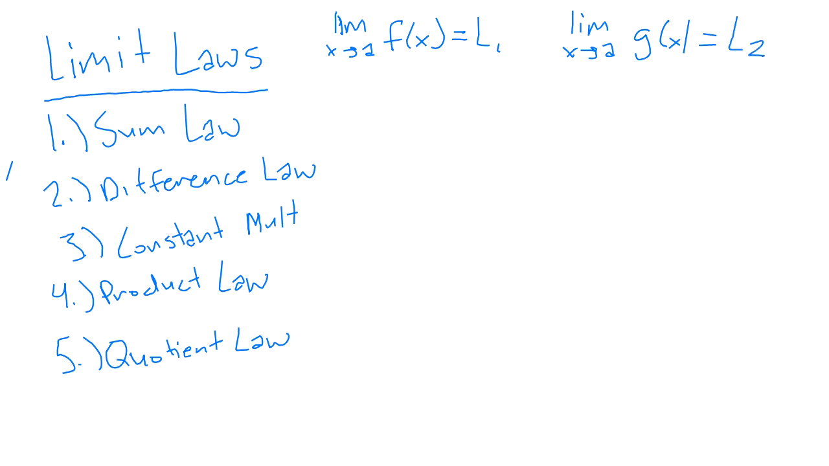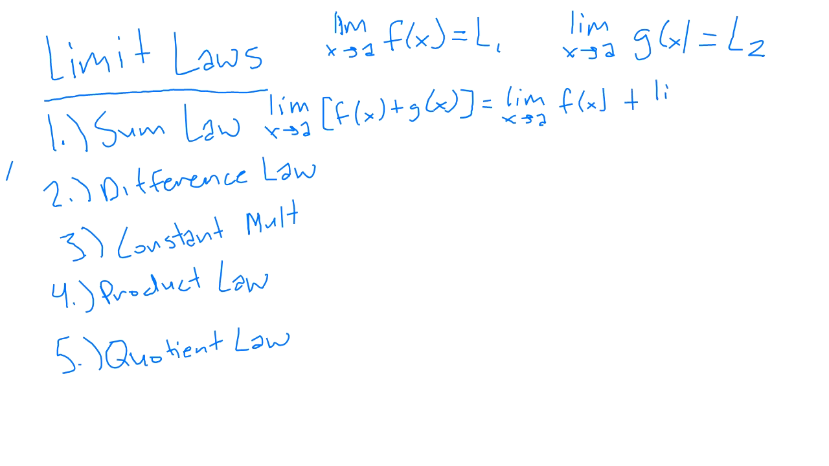So essentially our sum law is saying that if we have the limit as x approaches a of the combination of f of x plus g of x, then we can actually break this down into taking individual limits of those pieces and putting them together. So we are essentially saying limit as x approaches a of f of x plus a separate limit as x approaches a of g of x.